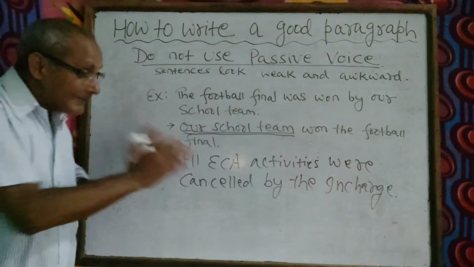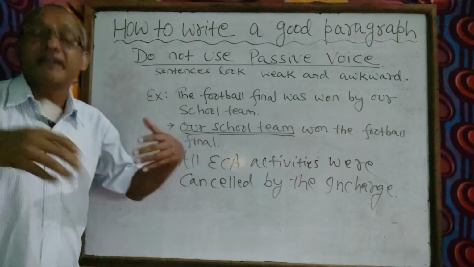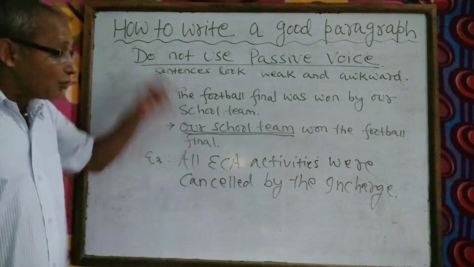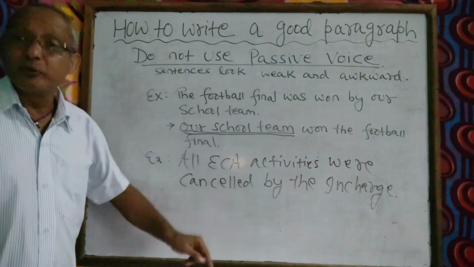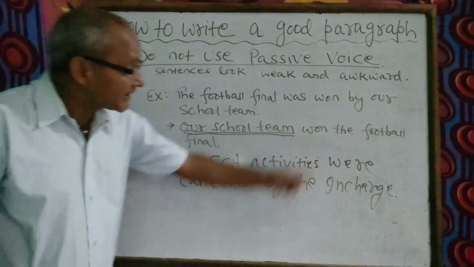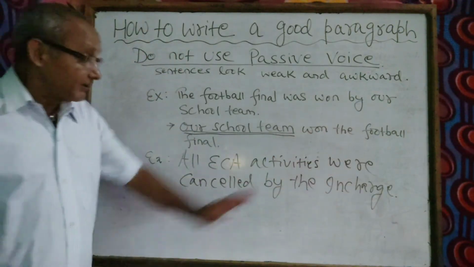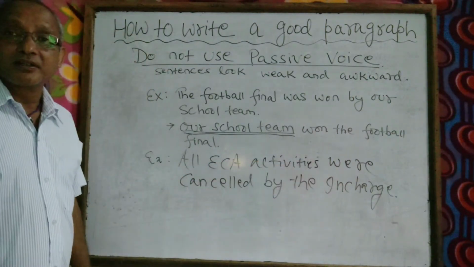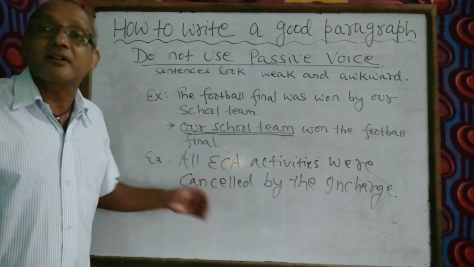Now see, there is an action that has been done. What is the action done? The ECA activities got cancelled. But who is the one to do that? Who is the principal figure here? The in charge. And we are placing the in charge at the back. Now he doesn't carry any importance there. So bring this in charge in the first. Let him be the important character of our story.